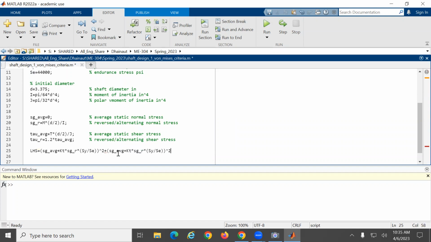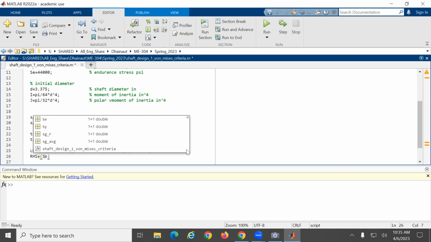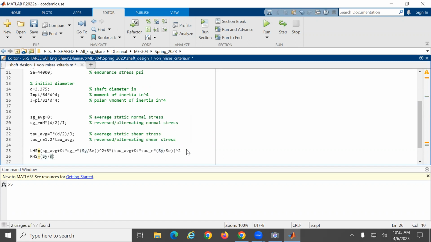Copy paste. So this should be now the tau average plus K sub T tau sub R, and the rest should be the same, no? Then just times 3 out front. Oh, yeah, it's 3 because it's one missing, correct. So this will be the left hand side. Maybe we can go and check now our calculations for the equal that stuff. That way we know. And right hand side is SY divided by N, everything squared.